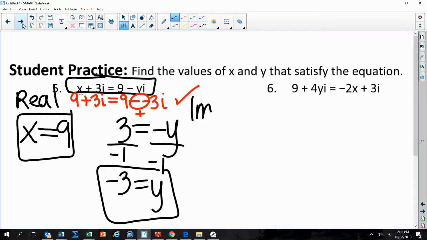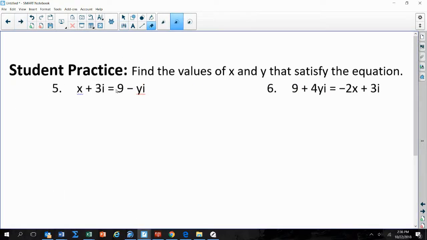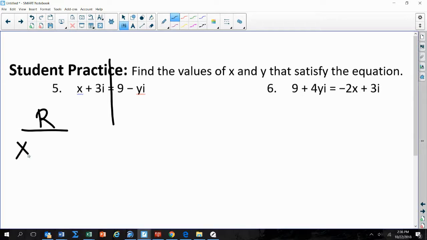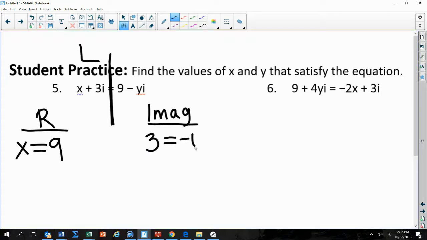So you guys do one. Let's do this one. Okay, what are my real parts? From the left of my equal sign, what's real? x. And from the right hand side of my equal sign, 9. All right, imaginary parts. On the left hand side of my equal sign, what's imaginary? 3i, right? But I just use the leading coefficient, so I'm just going to use 3. And on the right hand side, what's my imaginary part? Negative y, right? I don't need to put the i there. Negative y. So I end up with x is 9.